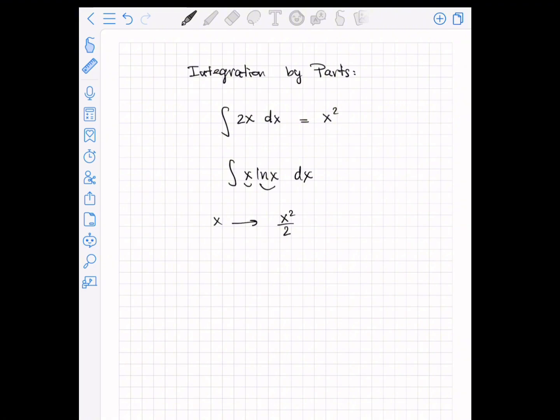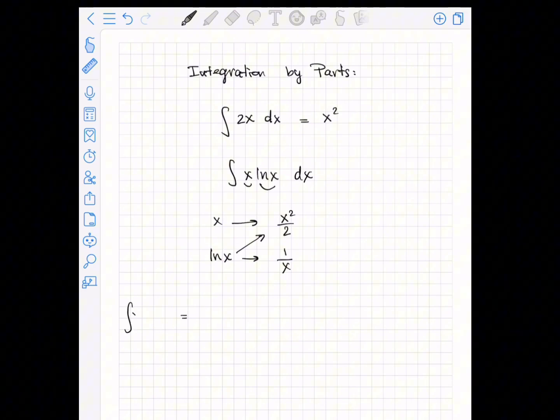Next, we're going to take ln x, and this time, instead of taking the antiderivative, we're going to take the derivative. What's the derivative of ln x? It's 1 over x. Now, next step is very simple. What we're going to do is multiply these two.